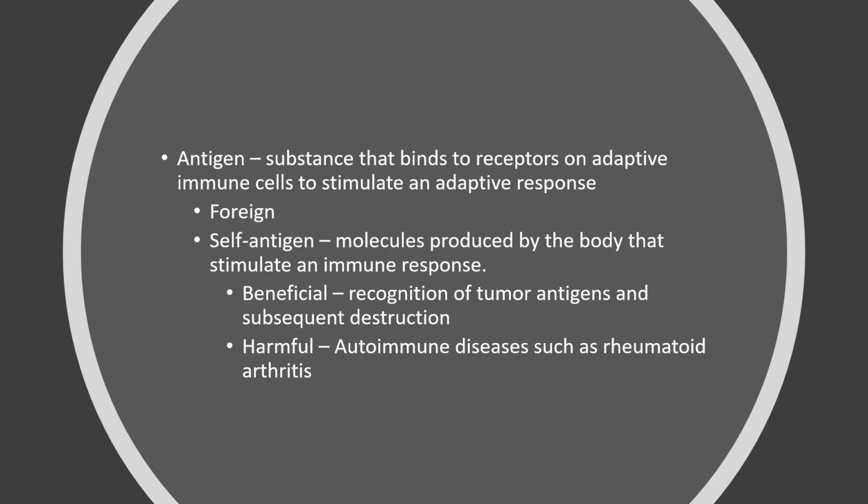So let's meet an important term, which is our antigen. An antigen is a substance that binds to receptors on adaptive immune cells to stimulate an adaptive response. We have two types. It can be foreign, meaning it is formed outside the body and can enter the body through various ways, and we can also have self antigens.